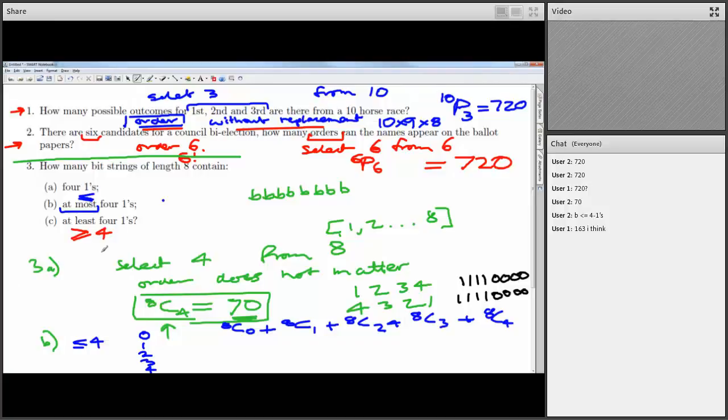Zeros and ones are completely symmetric in the problem, so therefore the answer to C and B are going to be equal to each other. And as someone said, that's 163. So 163 is correct. The answer for 3B and 3C are actually the same number. So you can see how you're splitting up the case in that scenario.